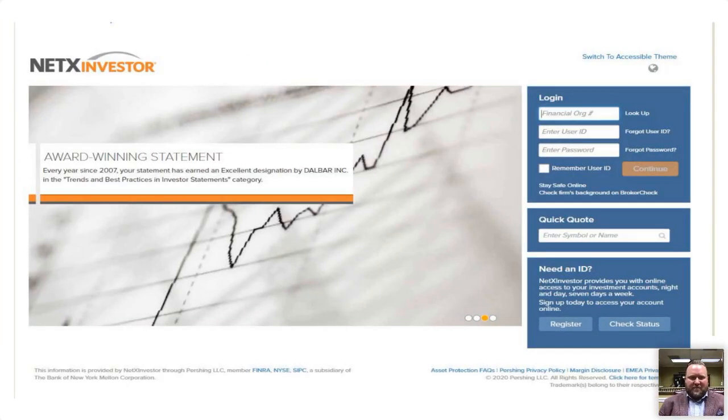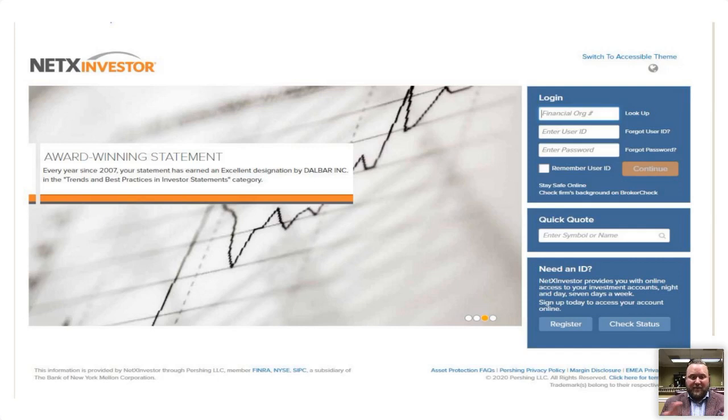So when you get to the Pershing logon for NetX Investor, this is what you'll see. The first box at the top right, where it says in blue login, financial organization number, that's where you put HKA. Now, if you haven't registered, you see down below it says need an ID. You can click register right there, and it will walk you through how to do the online registration. So you can do it online and register everything paperless.